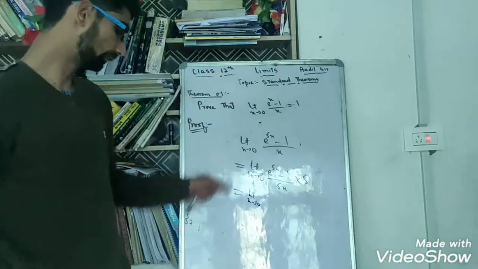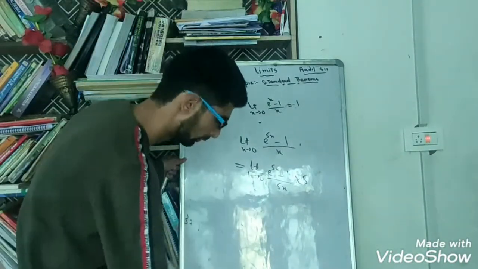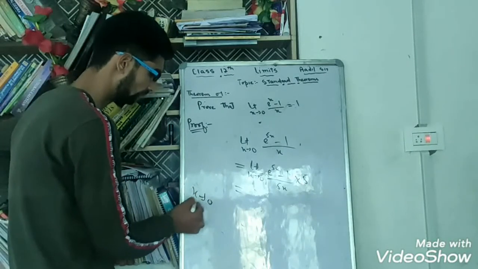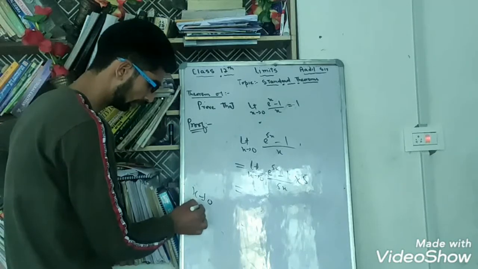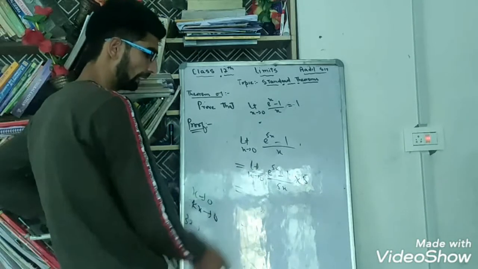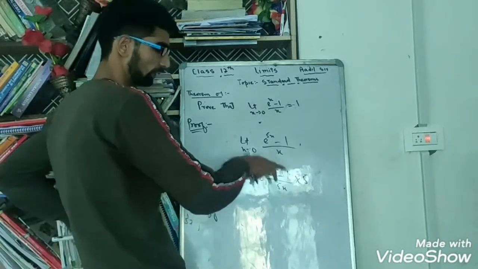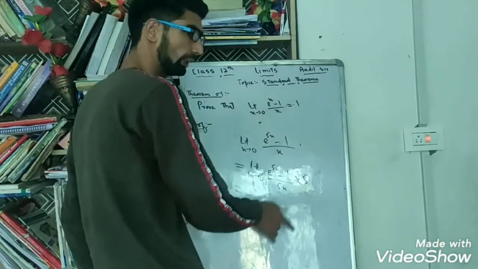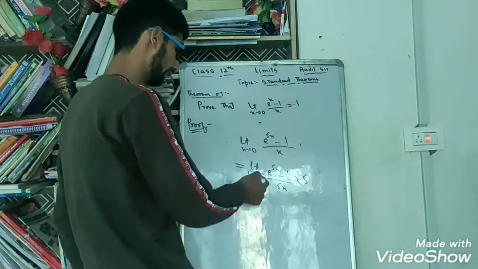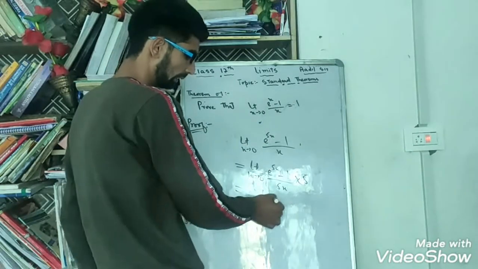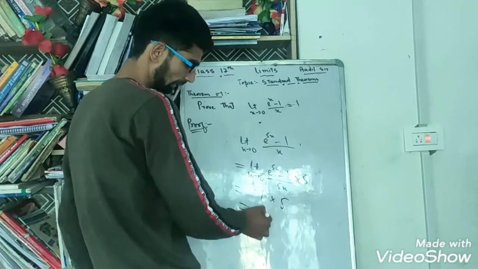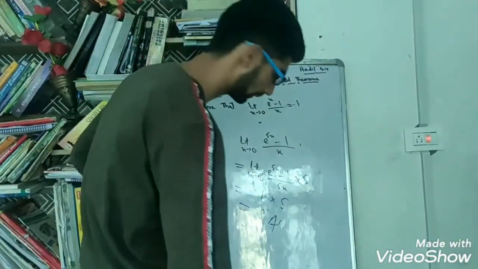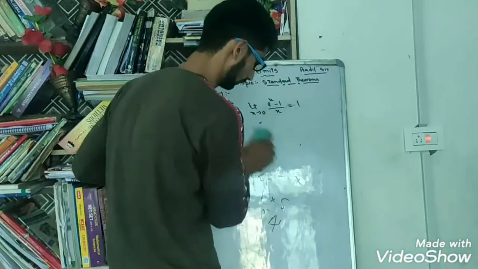We know that when x tends to 0, kx also tends to 0. So here we have 5x, so when x tends to 0, this 5x will also tend to 0. After that it will become limit 5x tends to 0, (e raised to 5x minus 1) divided by 5x. By this theorem, that is 1, and this 5 is a constant, so 1 into 5 is 5. 5 is the answer of this limit, and we have found this with the help of this theorem. Now we are going to do the proof of the theorem.